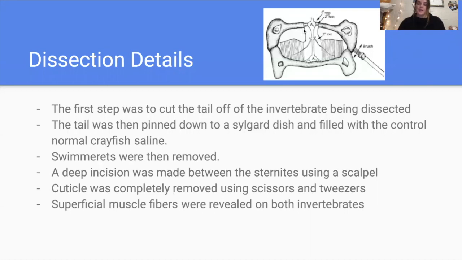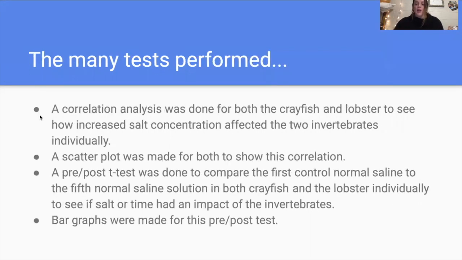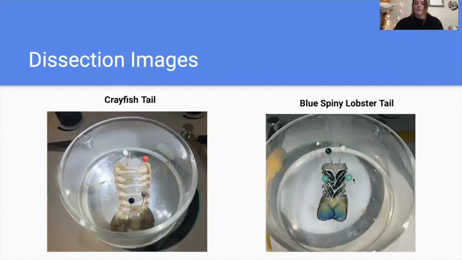So the first step in dissection is to cut the tail off of the invertebrate being dissected. We did do this one at a time, first with the crayfish that had been sitting on ice for 10 minutes as a natural anesthetic in order to follow the animal policies of Hope College in research. The tail was then pinned down to a Sylgard dish and filled with the control normal crayfish solution. The swimmerets were then removed, as you can see in the slide before.